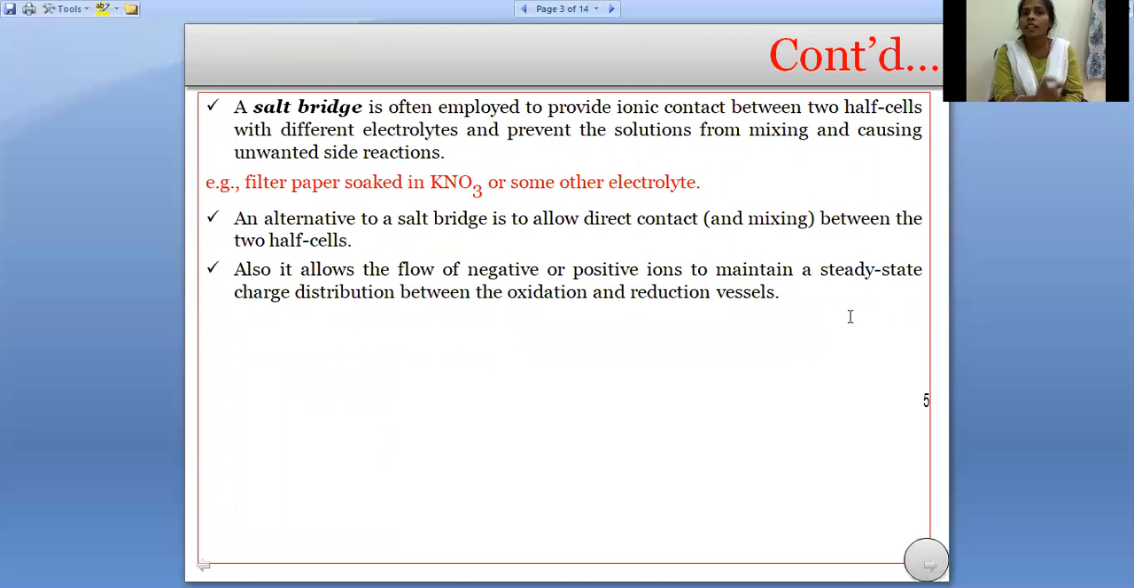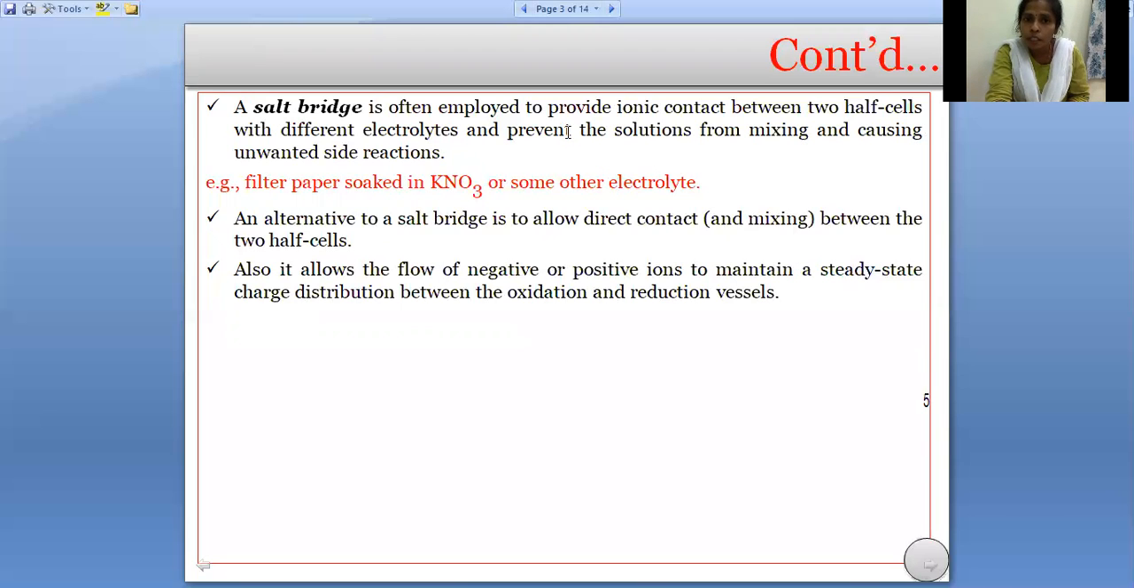And it also contains a salt bridge. A salt bridge is often employed to provide ionic contact between two half cells with different electrolytes and prevent the solutions from mixing and causing unwanted side reactions. How the salt bridge is connected, I will explain in the next slide. So how is the salt bridge connected? The salt bridge is connected with the help of two beakers. In the two beakers we take the electrolyte, the liquid. In these two liquids, we dip the salt bridge.